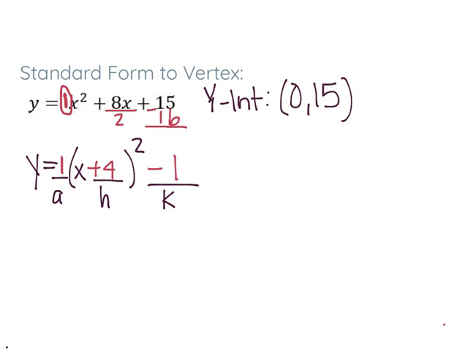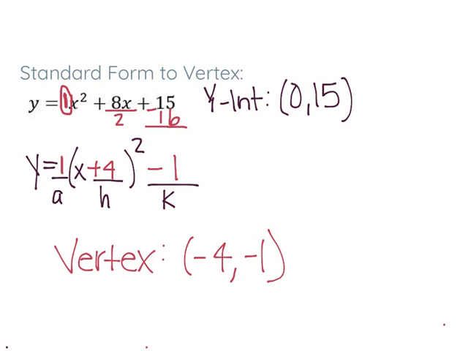So my a value came from in front of the x squared. My h value was the middle term divided by 2. That was 4. I squared that, that's how I got 16, and I subtracted the 16 from the 15 and got negative 1. So that means that our vertex is negative 4, comma, negative 1, because remember we do flip that h value.